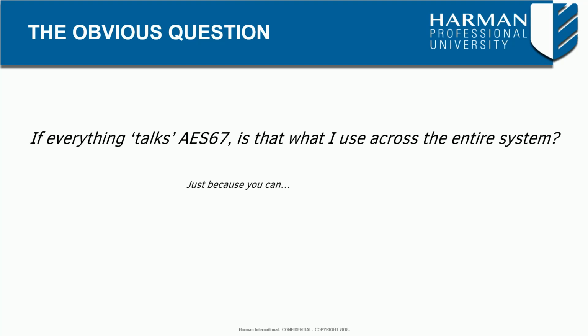The obvious question is, if everything talks AES67, is that what I use across the entire system? Well, just because you can doesn't mean you should. AES67 is the standard for high-performance streaming audio over IP interoperability. It doesn't provide all the bells and whistles found in other proprietary network audio solutions. Take, for example, Dante. It allows us to transmit extra information across the network, such as status of devices.